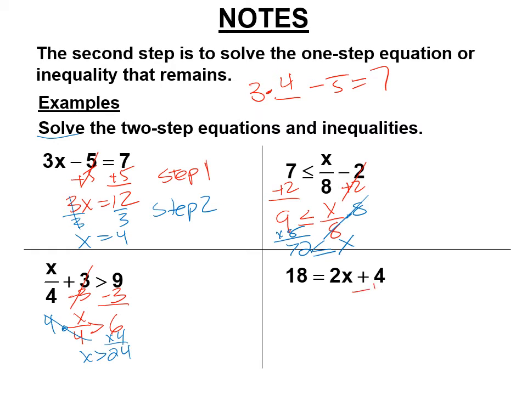We have plus 4, so you subtract 4 from both sides. 18 minus 4 is 14. 14 equals 2x. Divide both sides by 2. 7 equals x. And that is the process of solving two-step equations or inequalities. It's virtually the same.